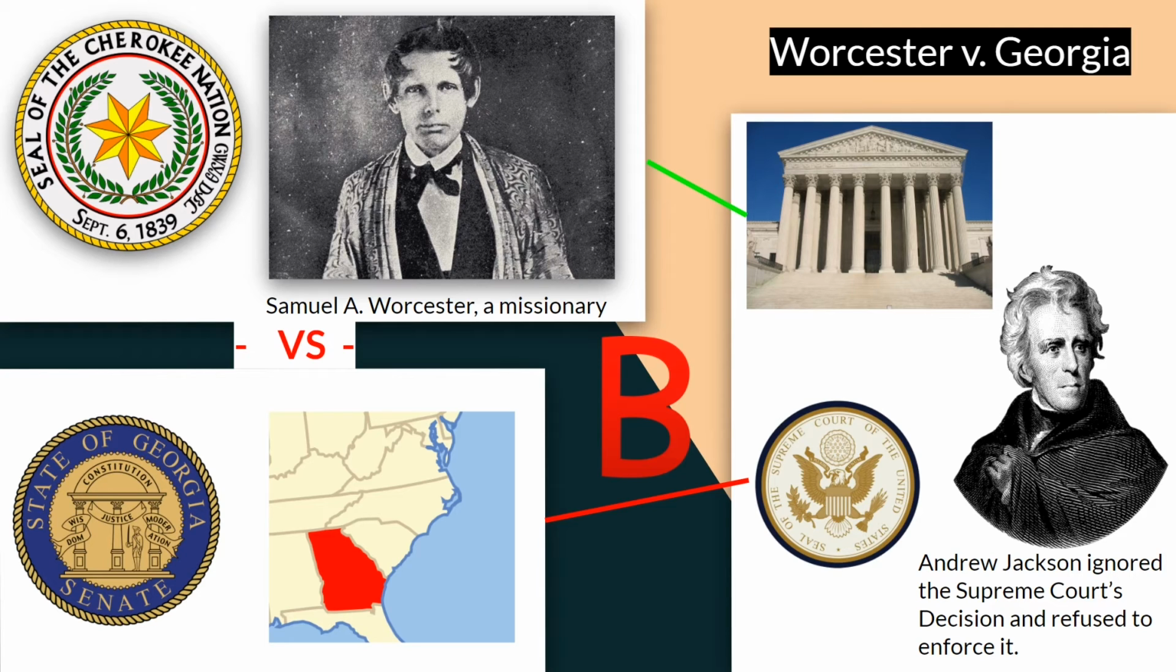Worcester v. Georgia is an important case because it clarified that states do not have the right to force laws onto Native American land. Andrew Jackson did not reinforce the Supreme Court's decision, however, which allowed states to continue damaging Native American tribes. This later led to the event called the Trail of Tears. I gave Jackson a B for this event because he did not enforce the Supreme Court's decision, which pretty much didn't fulfill the checks and balances.